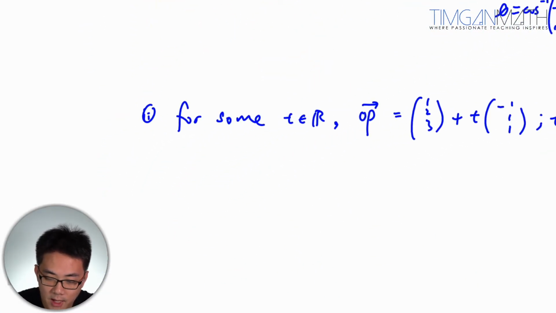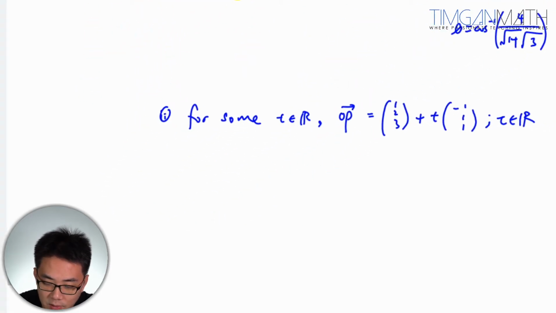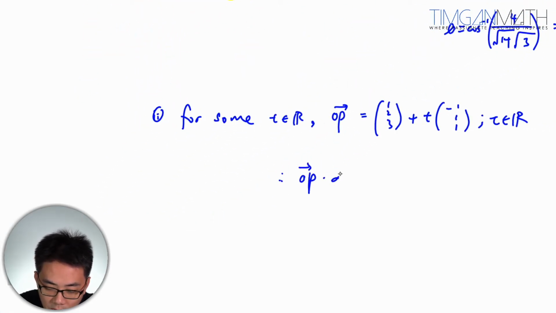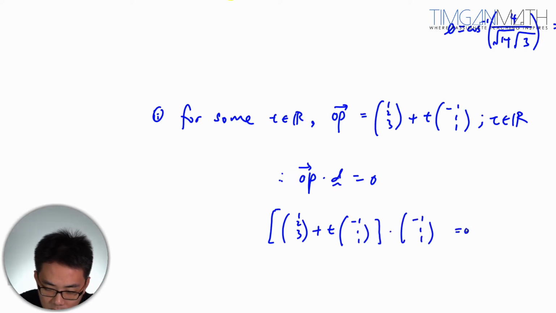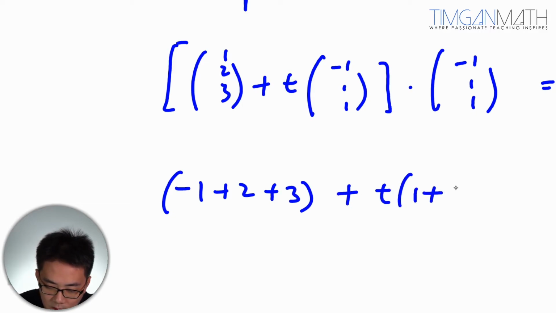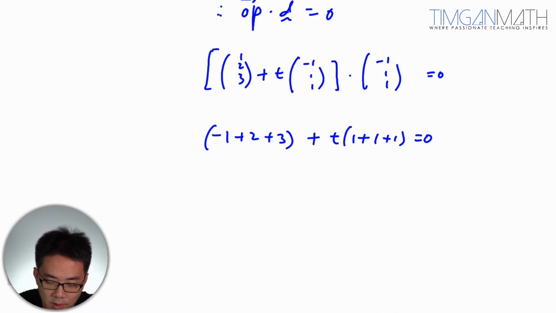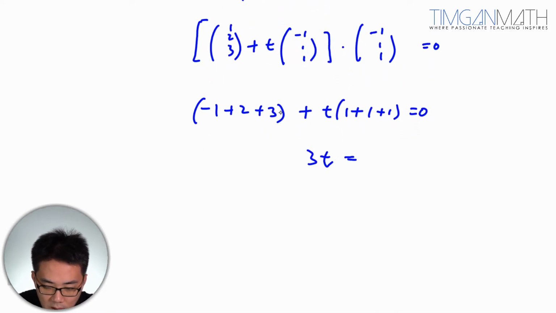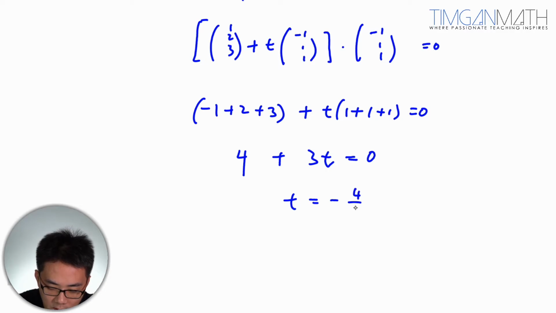Okay, that's about it. And because OP is perpendicular to the line, hence OP dot with D will be 0. And this will just give us (1, 2, 3) plus T(-1, 1, 1) dot with (-1, 1, 1) will be 0. And this case here will be -1 plus 2 plus 3, plus T(1 plus 1 plus 1). Okay, we dot them, it will be this. So this is 3T plus 4, so T equals negative 4 over 3.